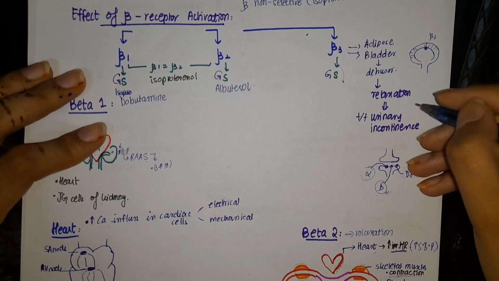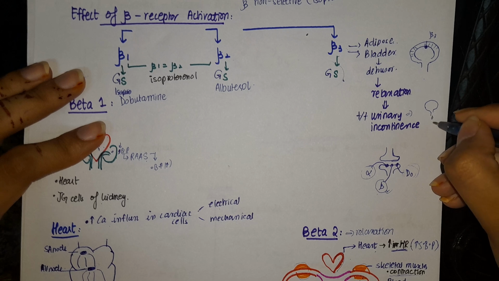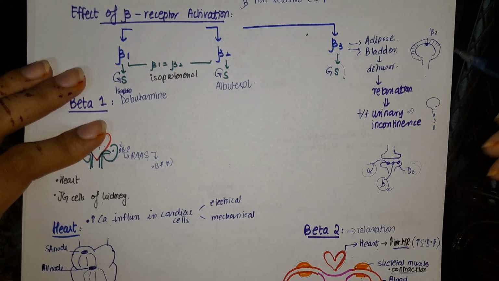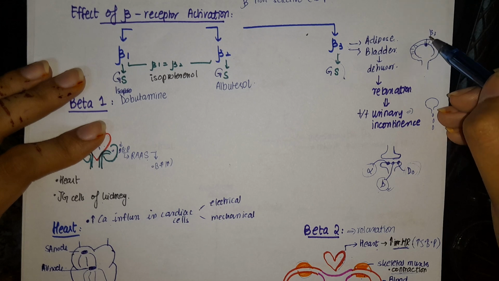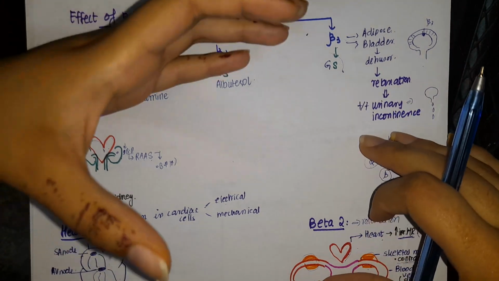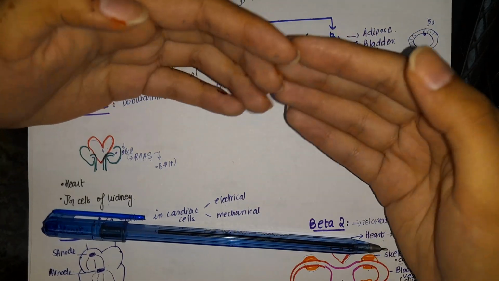What is urinary incontinence? Urinary incontinence is when your urine dribbles all the time from your bladder, and you will have urination at the most uncomfortable situations. But when the beta 3 receptors are activated, the detrusor muscle is relaxed. Now the detrusor muscle has relaxed, so the bladder capacity has increased. It can store more urine.